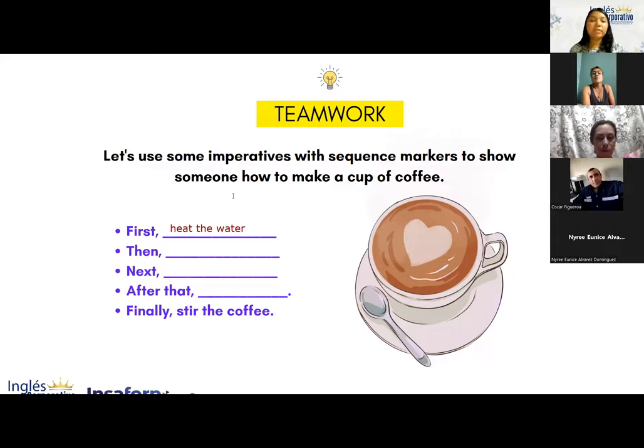Y después? Le pongo el café a la copa. Okay, ¿cómo decimos agregar café? Very good. Add coffee. Next. And sugar. Add coffee and sugar. Sugar. And shake. Así se dice. Como batir. Shake.